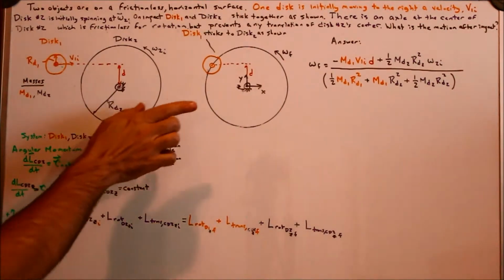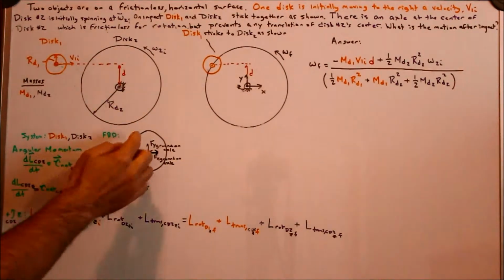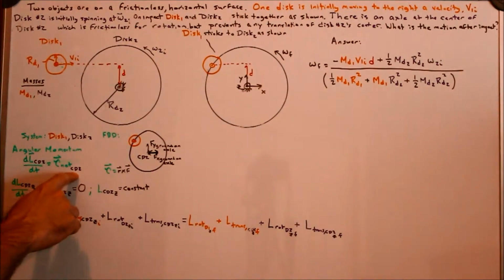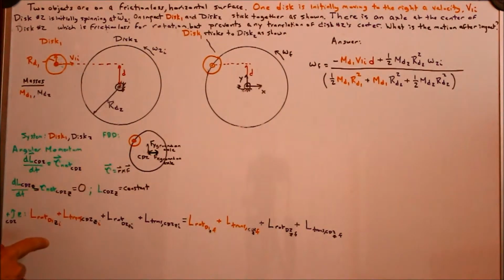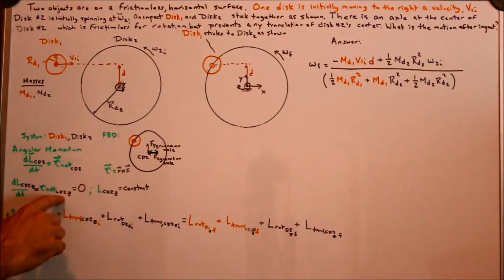Pick a coordinate system: call it x, y, and z is out of the board. Anything that's going to cause a torque in the z direction from the top view, I know that's going to be 0 if I pick the center of disk 2 as my point. Angular momentum is always about a point. So the derivative of angular momentum with respect to time in the z direction is the net torque around this point in the z direction. It's not the z-axis, it's the z direction. And we just said that's 0. Therefore, if the change over time is 0, then this value is a constant.